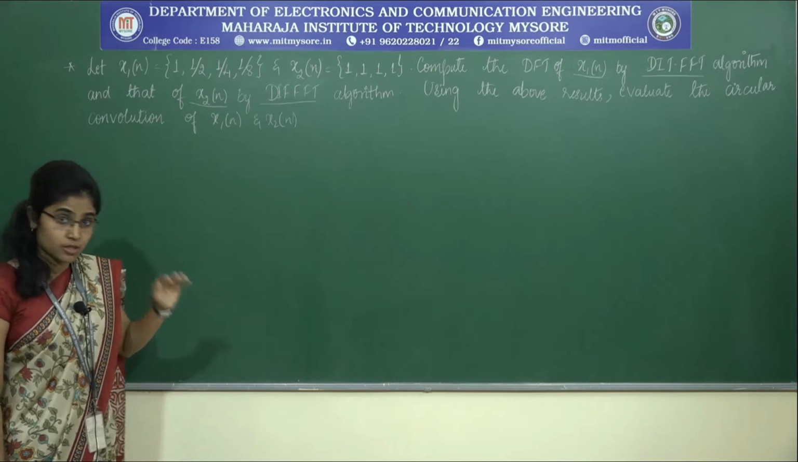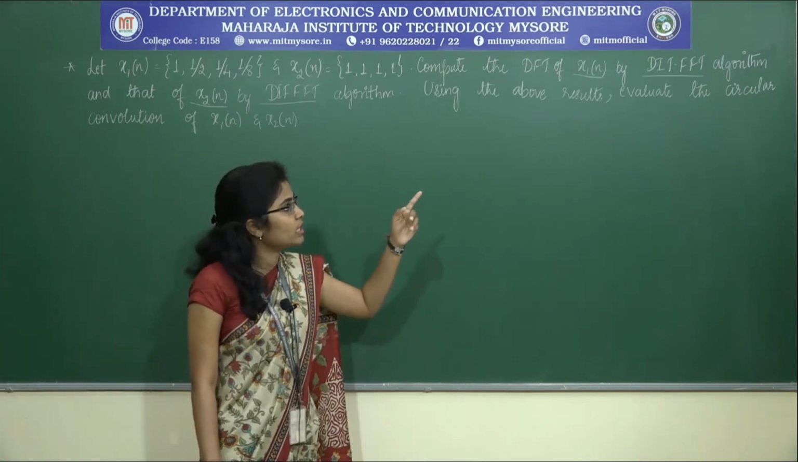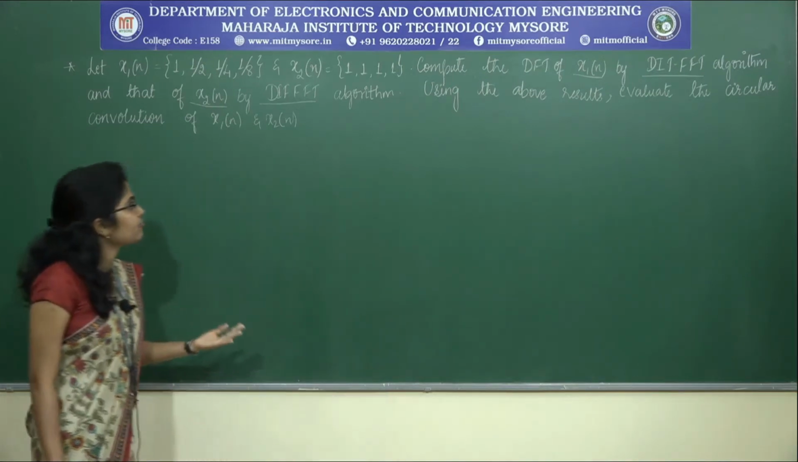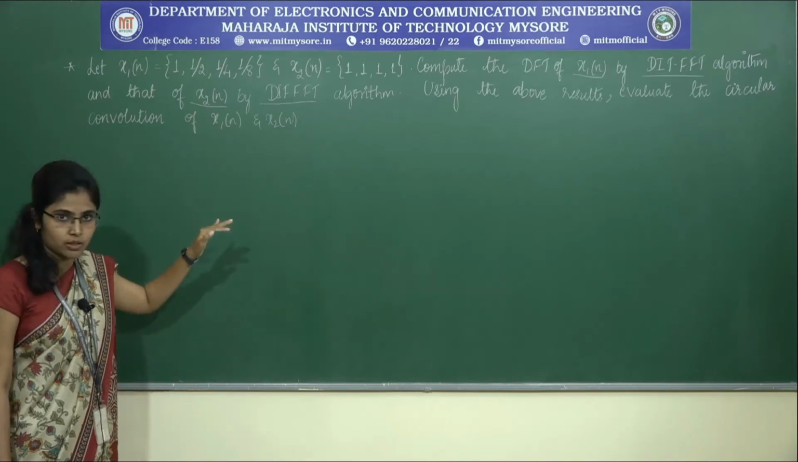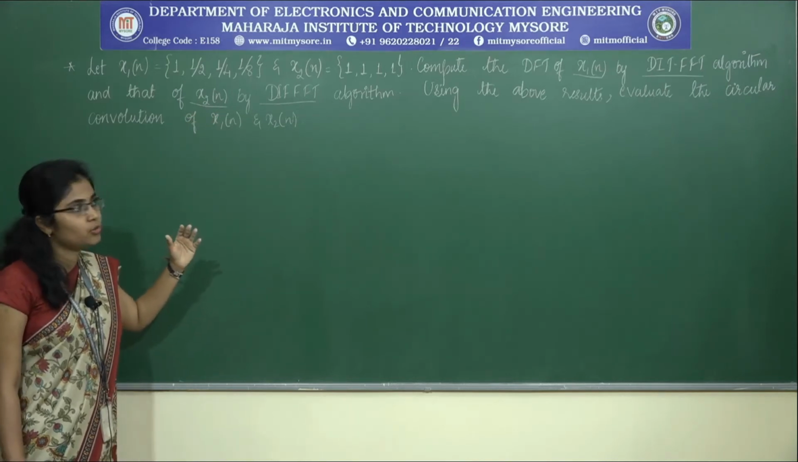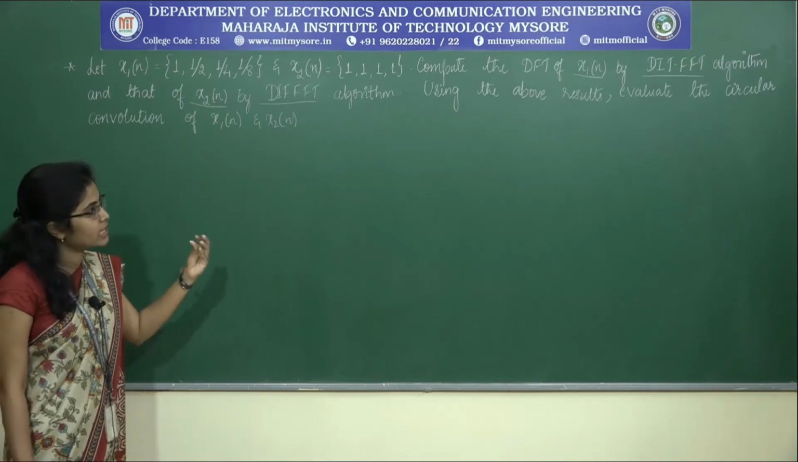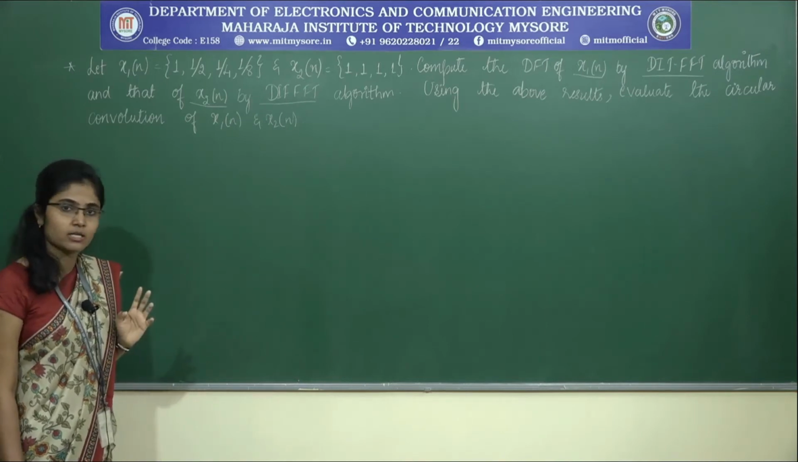So what I need to do first, I need to find out the DFT of x1 of n with the help of DIT FFT algorithm. Then I need to find out the DFT of x2 of n with the help of DIF FFT algorithm. At last what I need to do, I need to combine the solution from these two results. Then I need to compute the circular convolution of x1 of n and x2 of n.